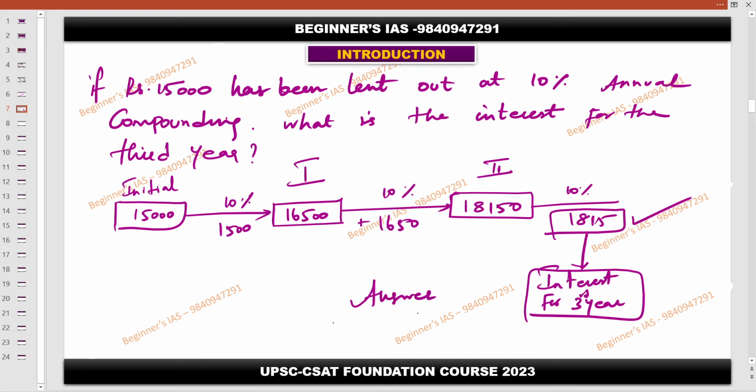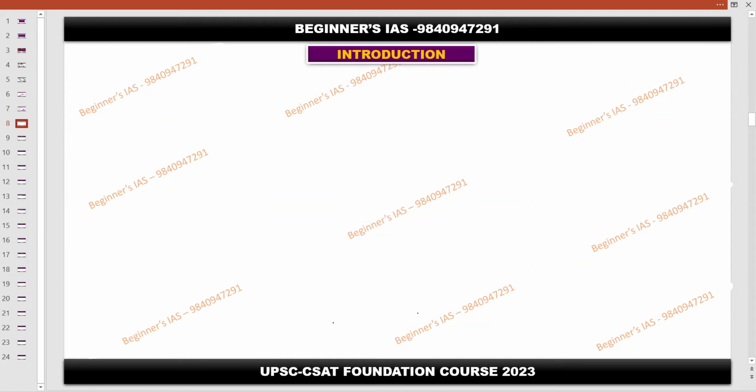Anybody having a doubt? I have not applied any formula, just using logic. Anybody having a doubt? If the question is dealing with what would be the amount at the end of third year, then you need to add 18150 plus 1815. Clear? Yes or no? Yes, sir. Fine. So here the concept is, this is the interest for the first year. This is the interest for the second year. This is the interest for the third year for this rate of interest. I hope everyone is clear with the concepts.